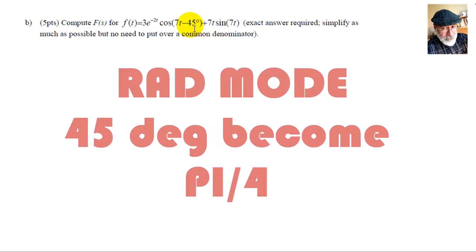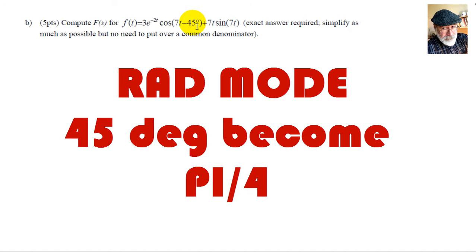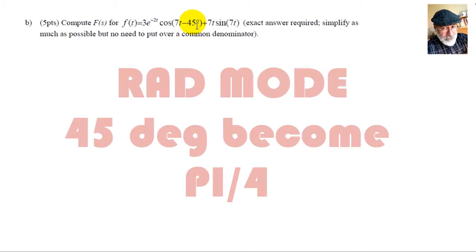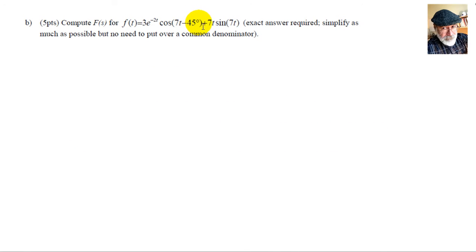The one comment here when using the HP 50G to find the Laplace transform of this function of time is make sure that your calculator is in radians and make sure to write this negative 45 degrees as negative pi over 4. Let's go.